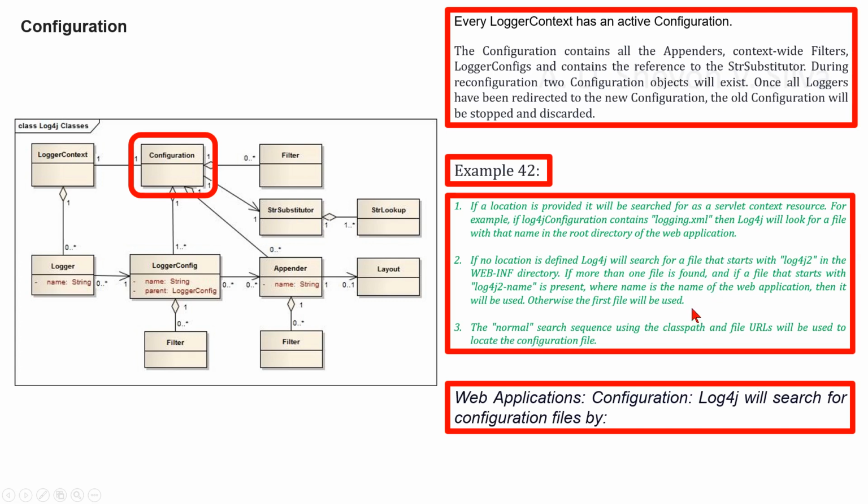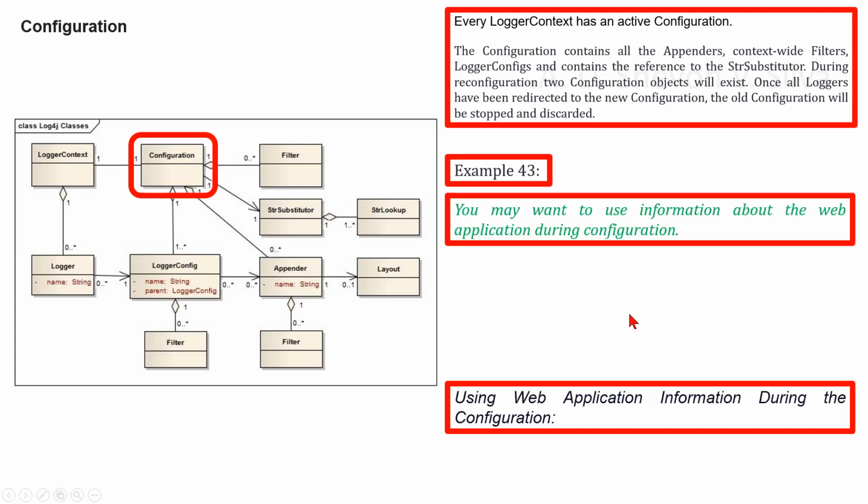If no location is defined, Log4j will search for a file that starts with log4j2 in the WEB-INF directory. If more than one file is found, and a file starting with log4j-name is present, where name is the name of the web application, then it will be used. Otherwise, the first file will be used. The normal search sequence using class path and file URLs will be used to locate the configuration file.